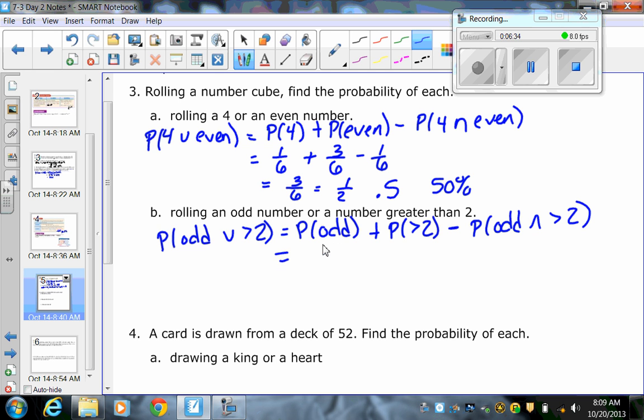So the probability of an odd: there are 3 odd numbers on a cube. Greater than 2 would be a 3, 4, 5, and 6, so that's 4 out of 6, minus odd and greater than 2, which is 3 and 5. So that's 2 out of 6. So 3 plus 4 minus 2 leaves me with 5 out of 6, or 0.833, or 83.3%.